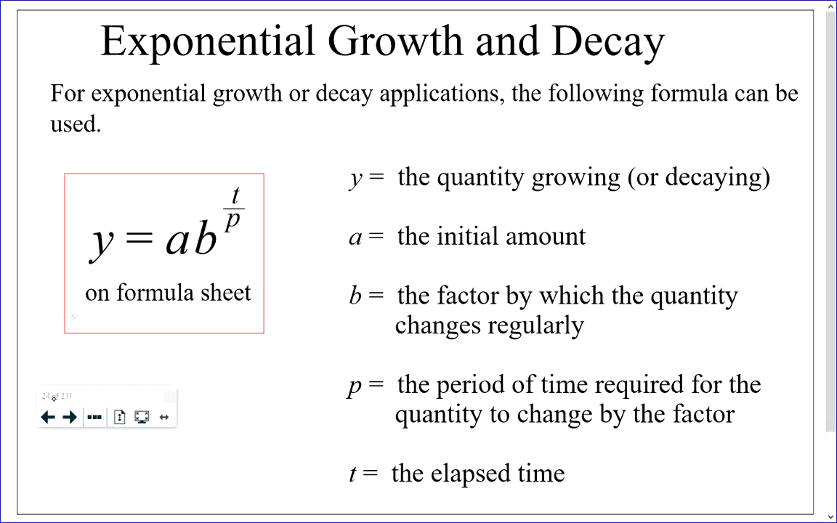A is the initial amount. B is the factor by which things are regularly changing, and the word factor implies multiplication. So B is the number that you are multiplying the population or the money or whatever by regularly. If B is 2, something is being doubled regularly. P is how long it takes for that to happen. And I've got some specific examples that I'm going to go through here.